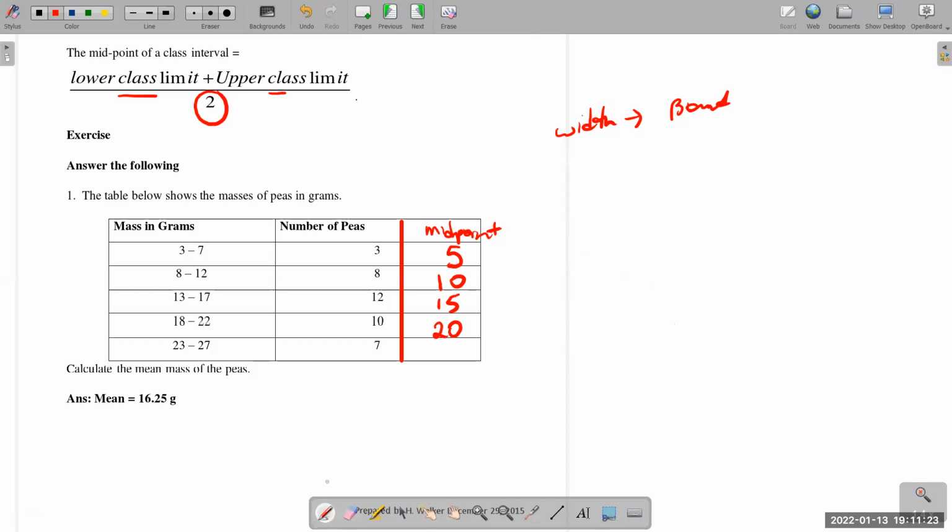So let's work it out. You get 14? How you get 14? Try it again. 23 plus 27 should be 50. 50 divided by 2 is 25. If you were to put 17 here, shouldn't this raise a red flag?